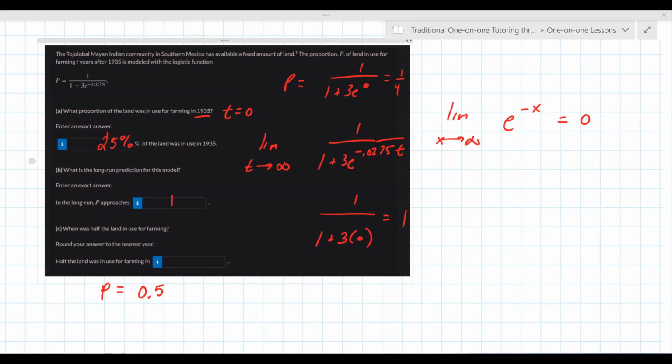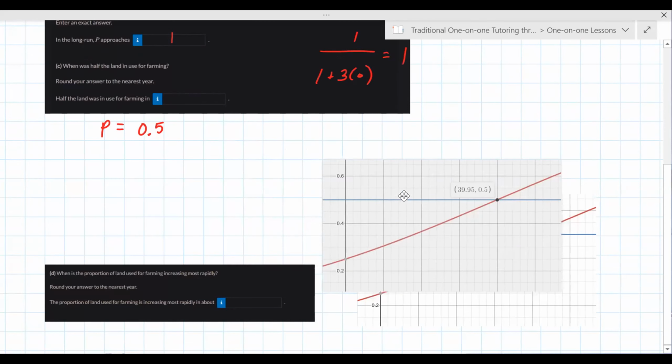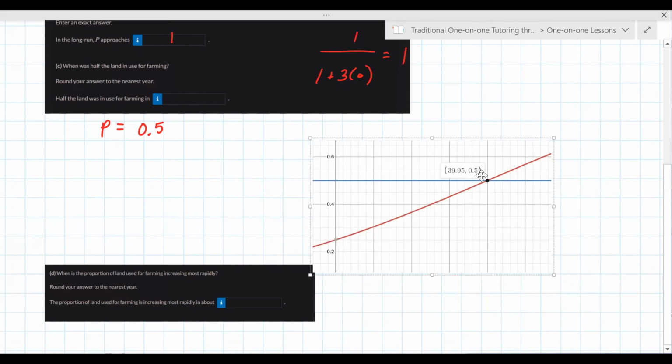And then the next one is y equals 0.5. So you set them equal, and I'll snip this in. You can see where it happens here. I have to fine tune my window to get this. But let me snip it in here. You'll see they intersect there at 39.95, essentially at 40 years later. So we'll say 1975, because that's 1935 plus 40, 1975.